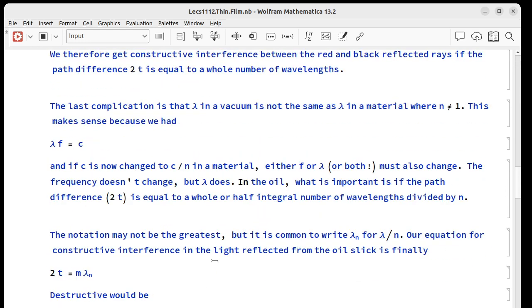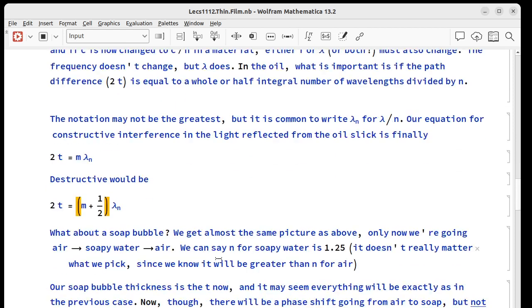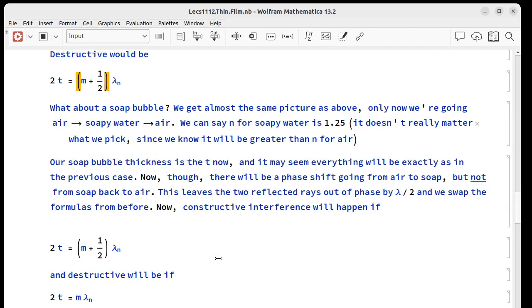What about if instead of oil and water on the road, we have a soap bubble? The picture's almost the same as above, but now we're going from air to soapy water back to air. Let's say n for soapy water is 1.25. We know that it's going to be greater than air, so it's not like this has to be 1.25. I'm basically just making that up.